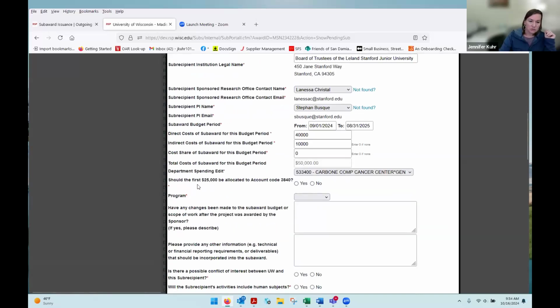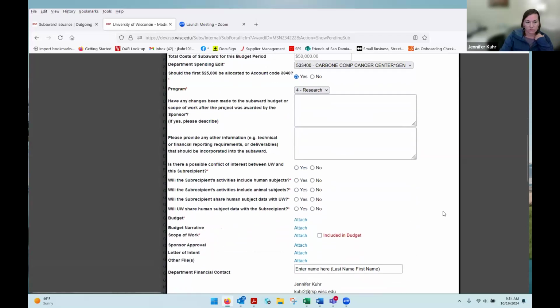And then it says, should the first $25,000 be allocated on 3840? So if this is a new subaward, and we have not assessed the indirect costs for UW on the first 25,000, then we would select yes here. If we're in year 4 of a subaward and we've already met our threshold of the first 25,000, then we'd select no. And then this is a research project, so we would select for research.